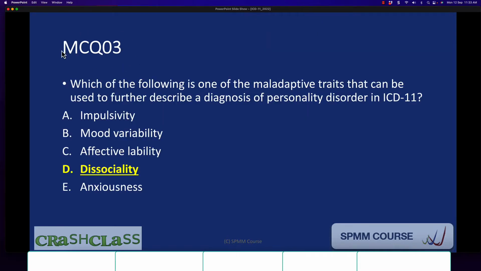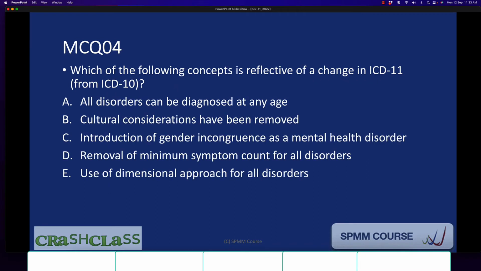The answer for question number 3 is dissociality. This is one of the maladaptive traits that can be used to further describe a diagnosis of personality disorder in ICD-11. Question number 4. Which of the following concepts is reflective of a change in ICD-11?